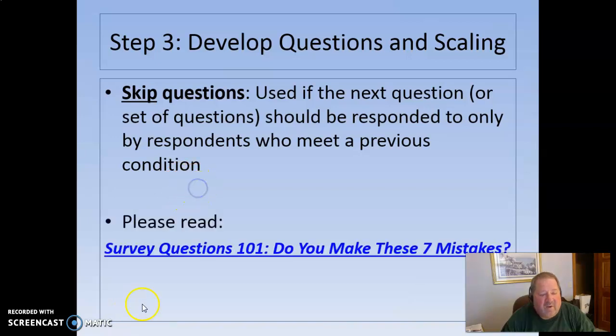I would like you also to read Survey Questions 101 that I've posted in Moodle. The whole goal here is to help you avoid making some of the mistakes that are cited within that article.